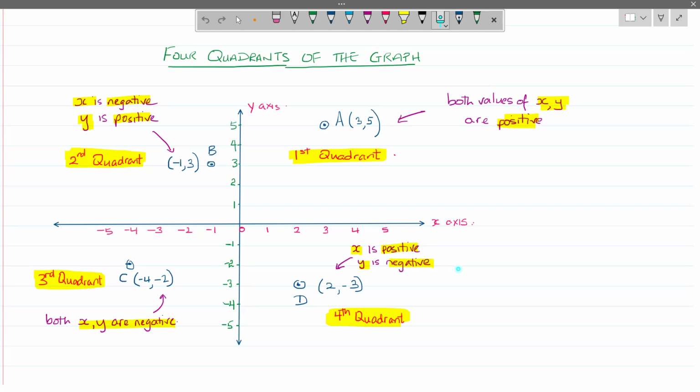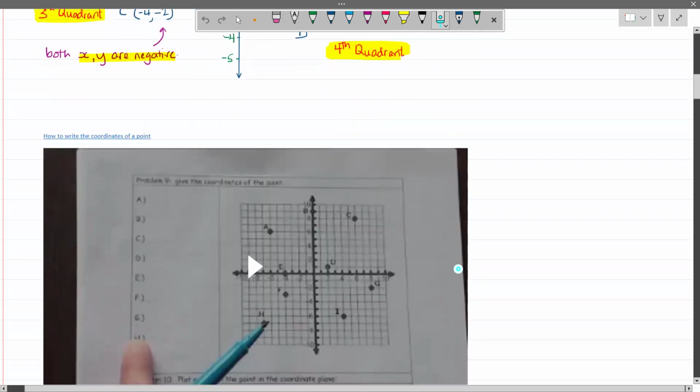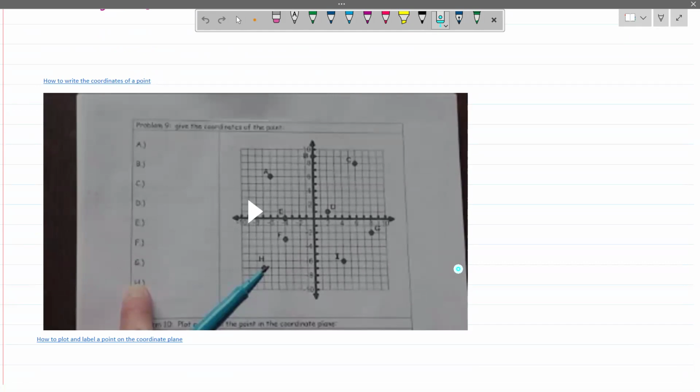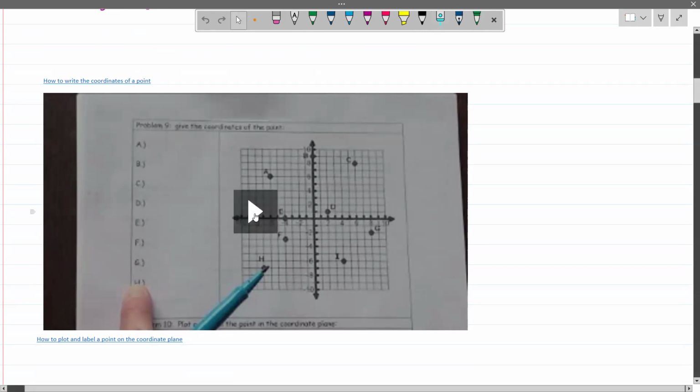This is important when we draw in graphs or lines and other figures, right? Good. So I have a short video here that we're going to look at in terms of how to write the coordinates of a point, right? Not too long. We might look at the whole thing. We look at a few examples.